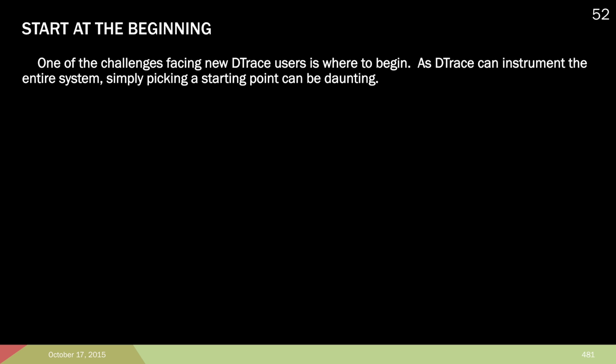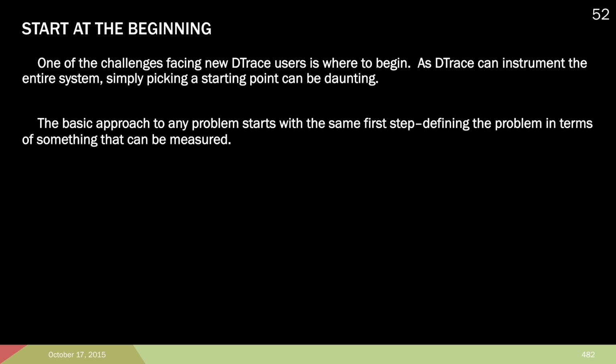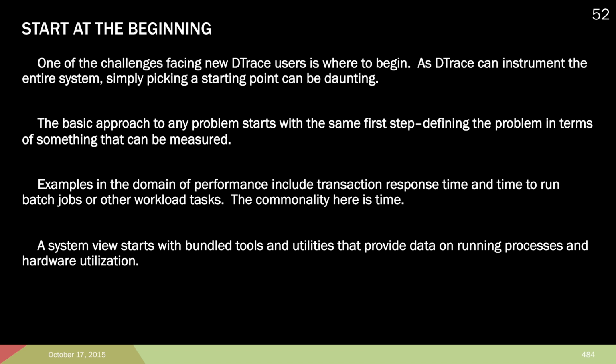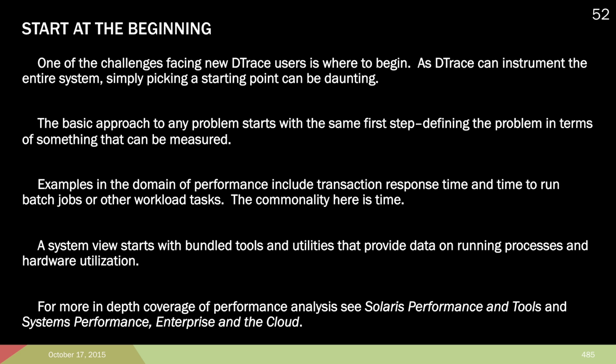Since DTrace can instrument the entire system, finding a starting point can be daunting. But first, use the same step. Define the problem in terms of something that can be measured. Performance examples include measuring the response time and the time to batch jobs. Time can be measured. A system view starts with bundled tools to get an idea of how the system is performing. For in-depth performance coverage, see Solaris Performance and Tools, as well as Systems Performance: Enterprise and the Cloud.